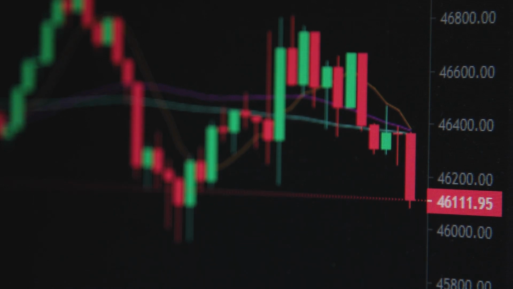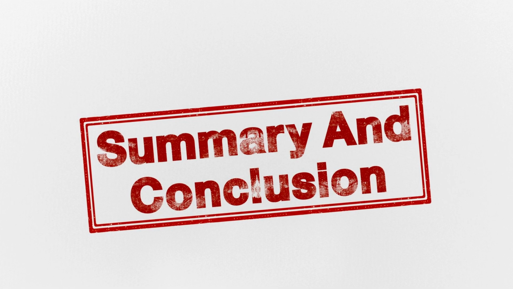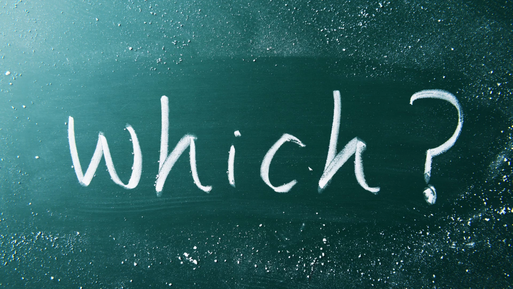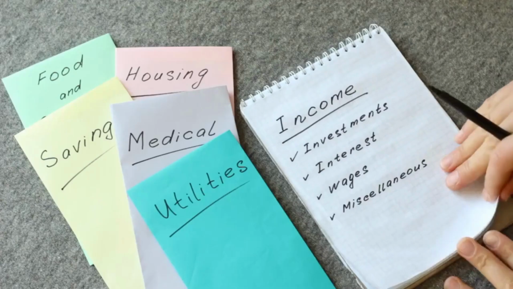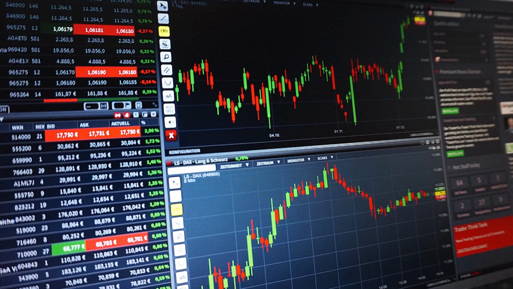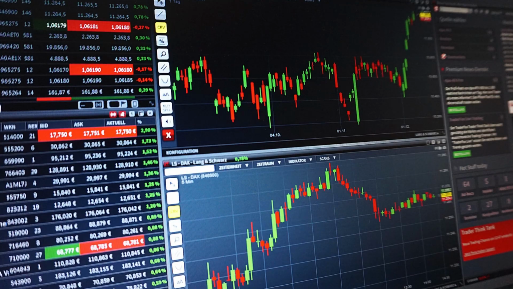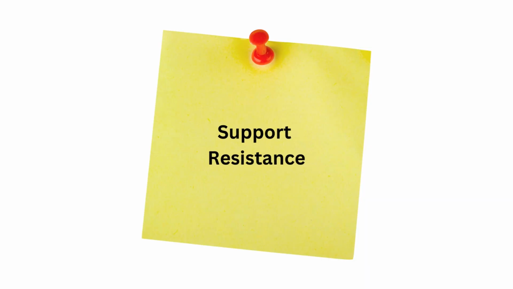So there you have it, a more in-depth look at the difference between fundamental analysis and technical analysis. Remember, the best approach for you will depend on your individual investment style and goals. I personally am a technical trader, so stay tuned for future videos going into more detail on how to read a chart and terminology like support and resistance that we discussed today.